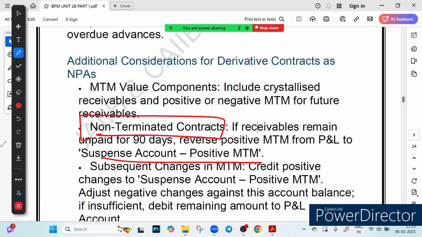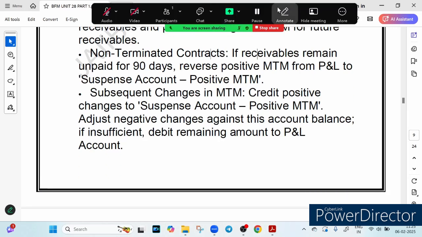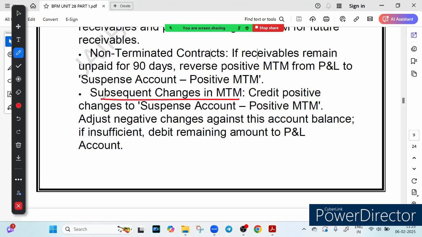Now let's talk about the subsequent changes in MTM. What are the subsequent changes in MTM? So friends, once the MTM is in suspense account, what will happen if the market changes again? The MTM is in suspense account because the receivable is unpaid for 90 days. So your mark to market is in suspense account.